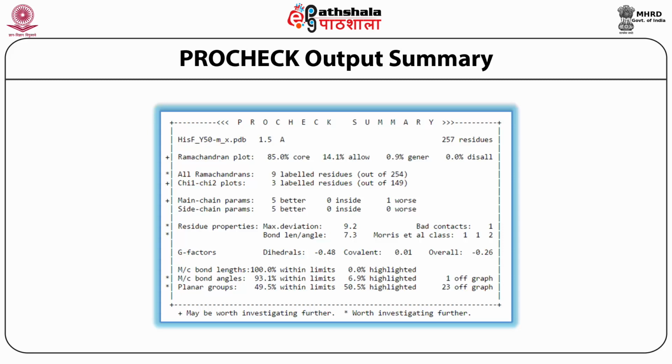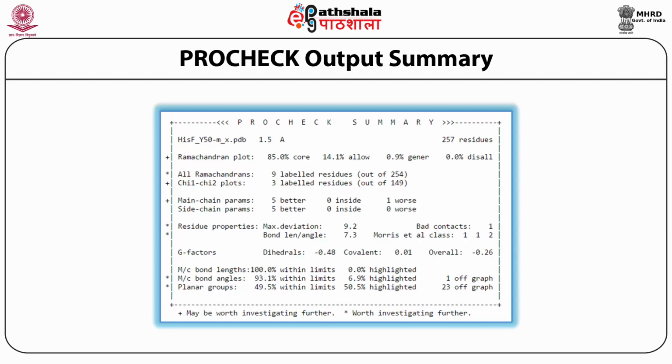Then you have deviations from the bond angle, bond length, and dihedral angles. The maximum deviation observed in the protein model is 9.2. The lower the deviation, the better the model. Then you see bad contact 1, which is usually fine, but ideally there should be 0. If it is rectifiable, then you should be able to rectify this also. Then bond angle deviations and dihedral angle deviations.